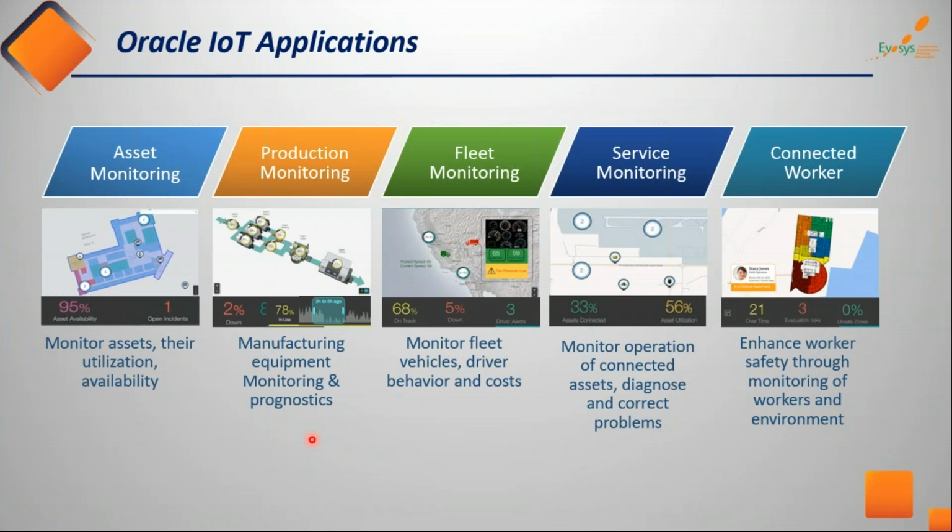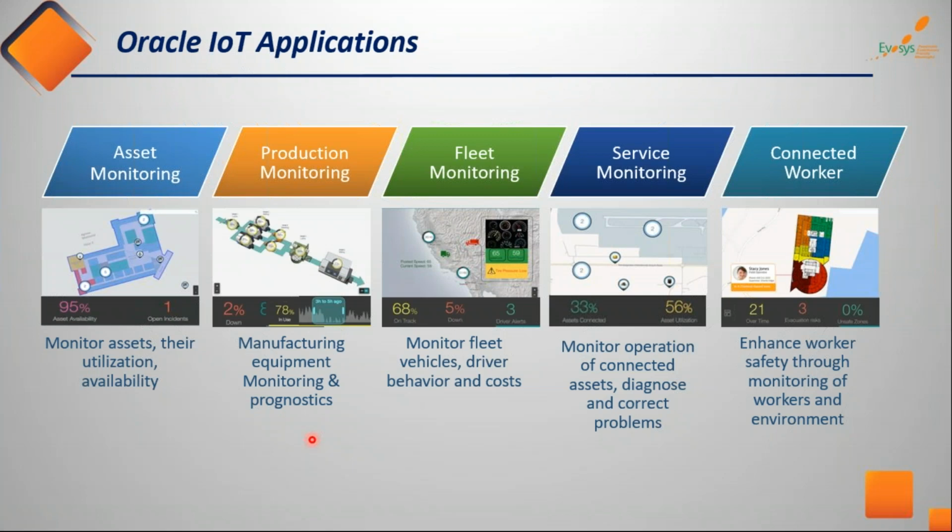There's Oracle Production Monitoring Cloud, which helps you with your manufacturing plant to see your manufacturing of the equipment, monitoring of those equipments, monitoring your manufacturing bulk and prognostics. Fleet Monitoring Cloud helps you monitor your fleets, your vehicles, your driver behavior, and the cost that is going beyond your trip, how much fuel has been consumed, and so on.